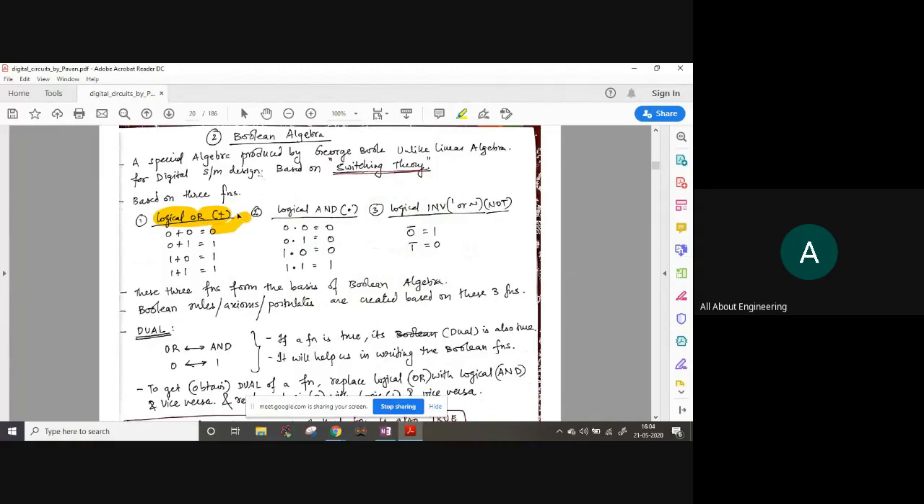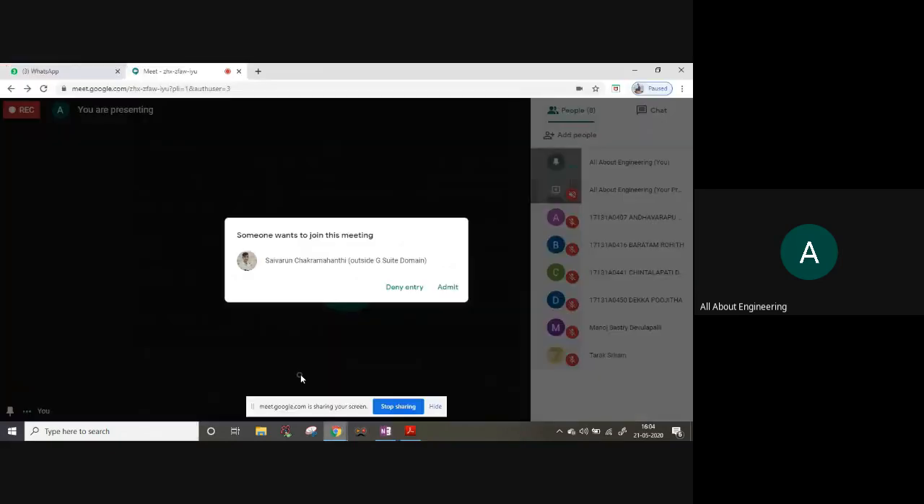These three are like basic gates. That's why we call these three gates basic gates. So that is one reason behind calling these basic gates.